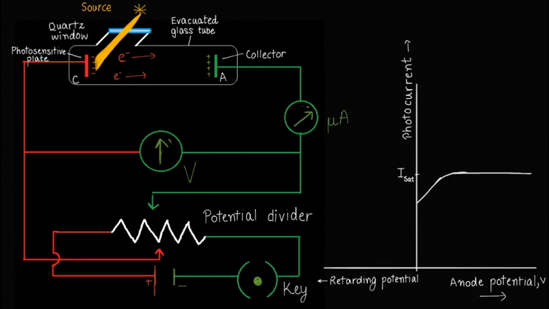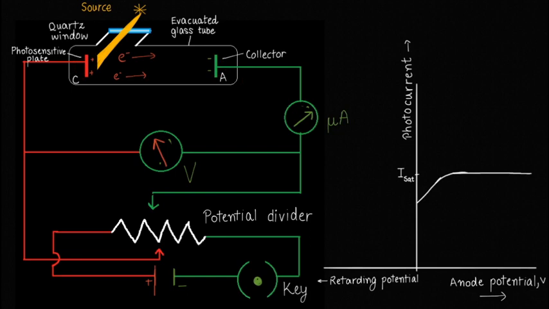The potential at this cathode starts to increase and the potential at this anode starts to decrease. Fine. So if this happens, what happens? This part will become positive, this one will become negative.